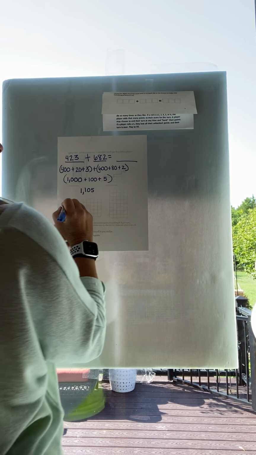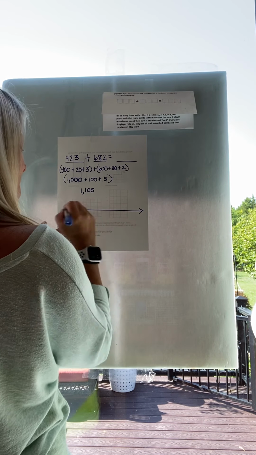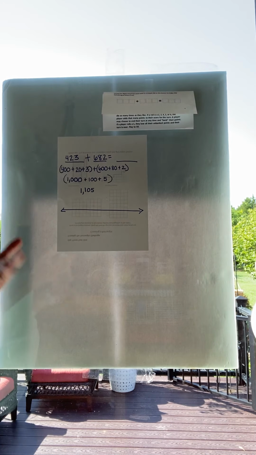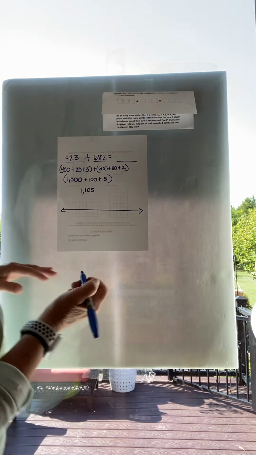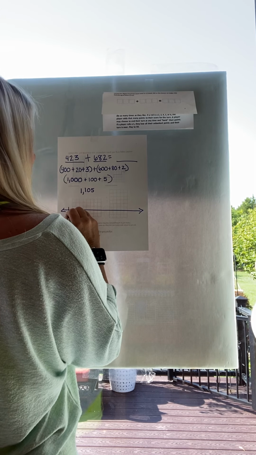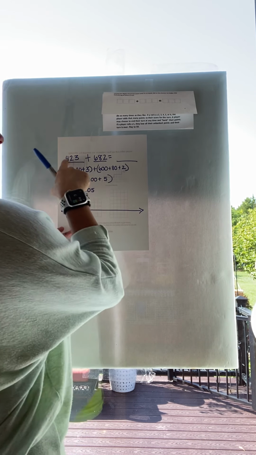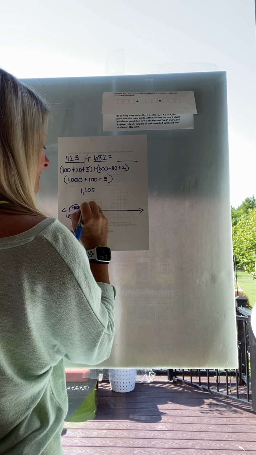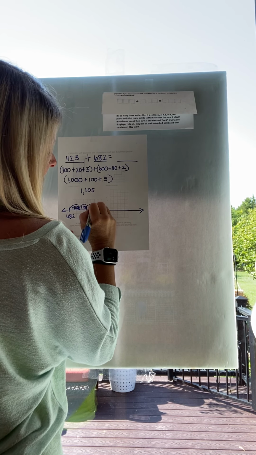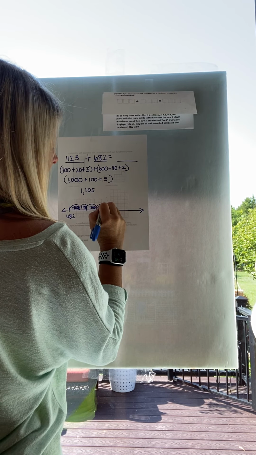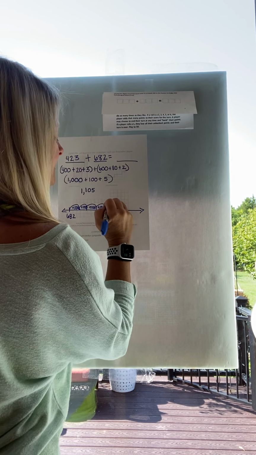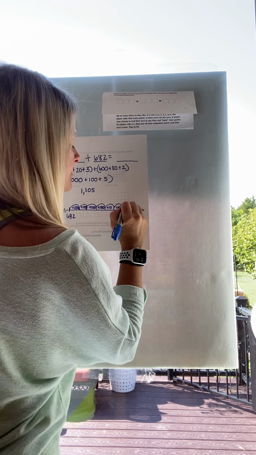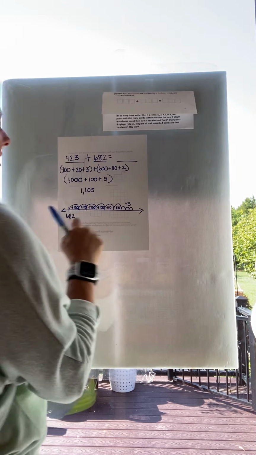You could also show this on a number line by saying, well, when I add, I always start with the bigger number, so I have fewer hops to make. So if I start at 682, then I'm going to need to hop 4 hundreds, 2 tens, and then 3 small hops to represent 3 ones.